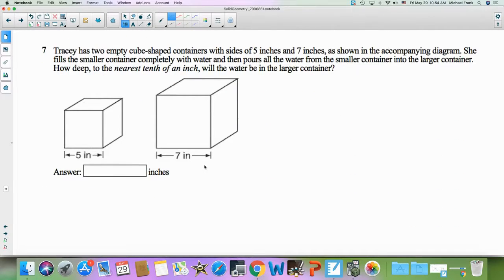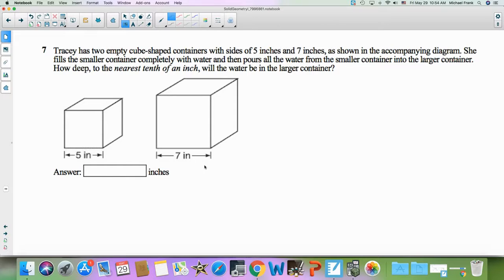Ooh, this one. This one I remember when it came onto the Regents here. This was a long time ago. All right. Tracy has 2 empty cube-shaped containers with sides of 5 inches and 7 inches, as shown in the diagram. She fills the smaller container with water and then pours all the water from the smaller container into the larger container. To the nearest tenth of an inch, how deep will the water be in the larger container?